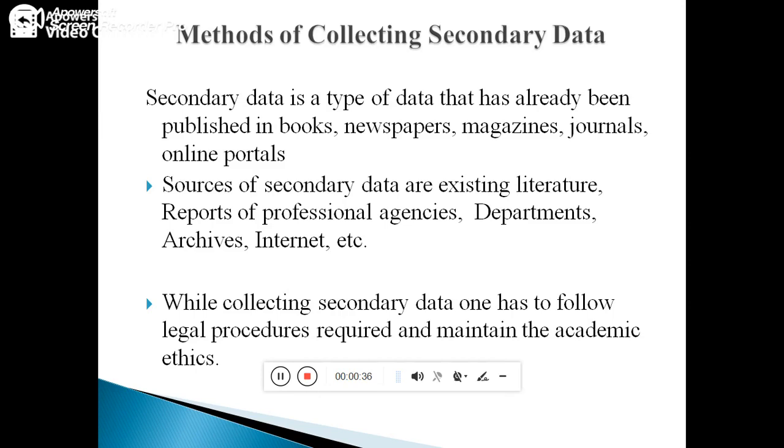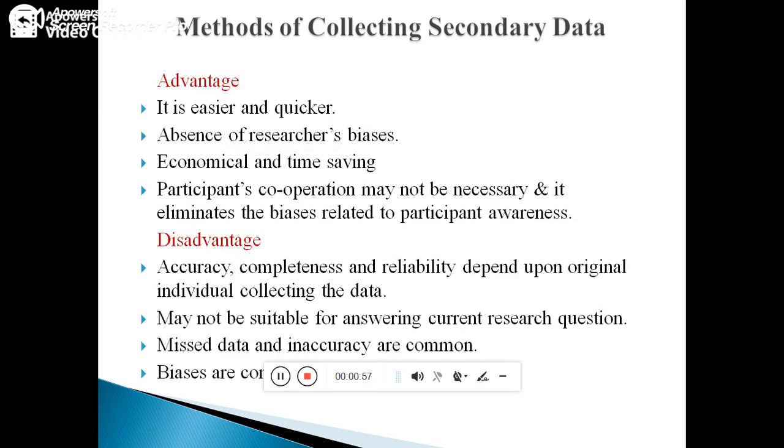So secondary data is available easily in any of the above formats, but there is also a work ethic involved in gathering secondary data.